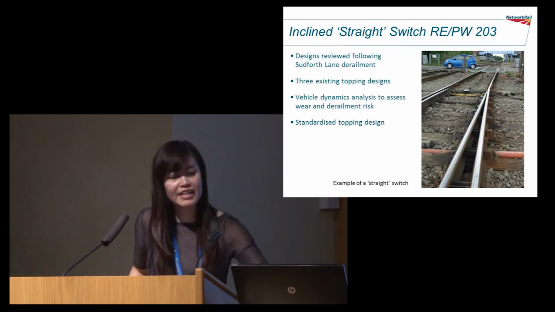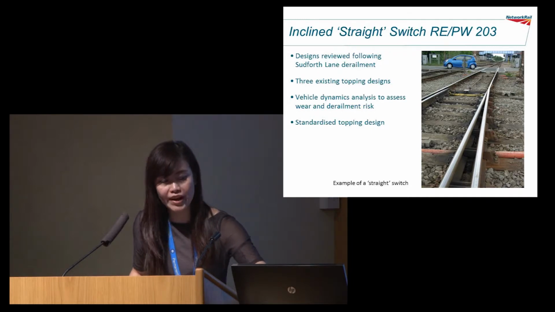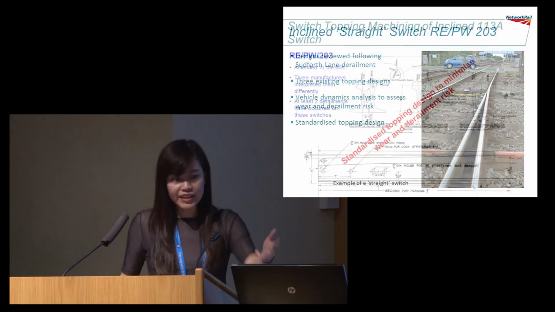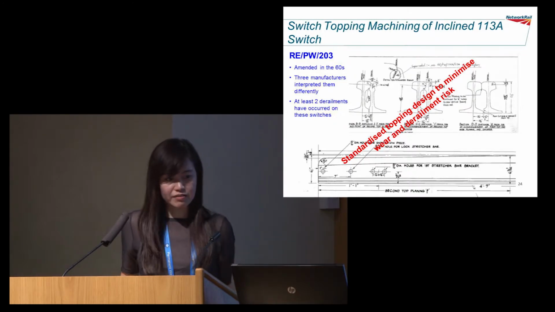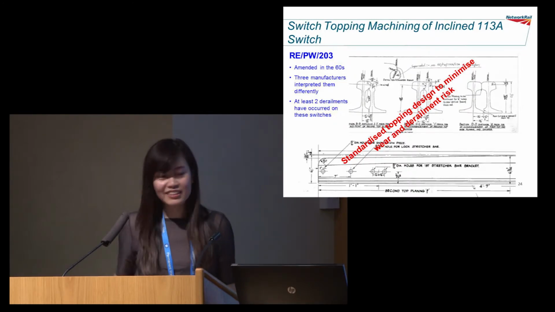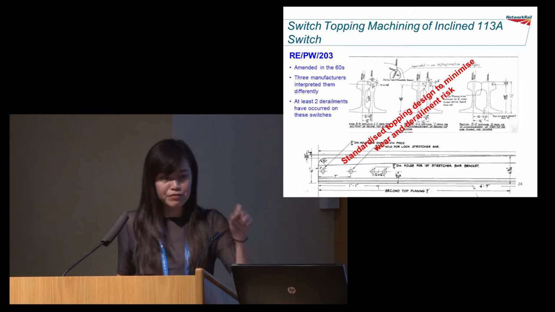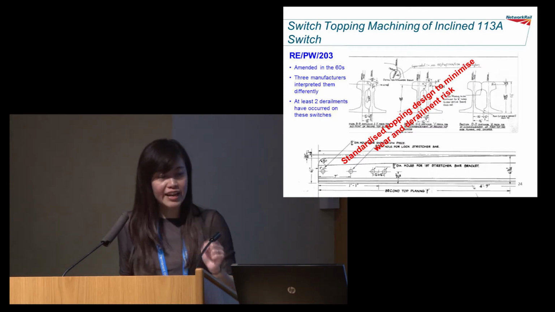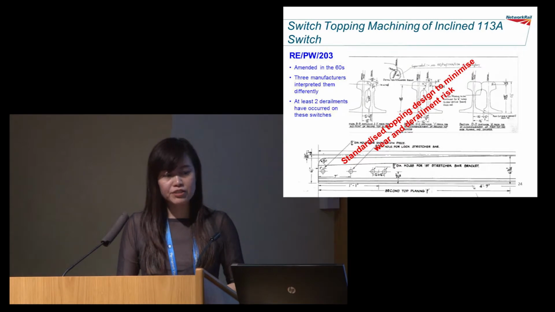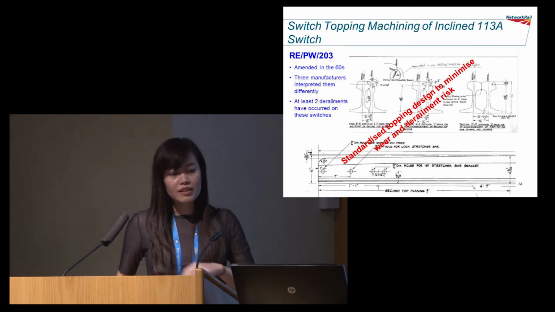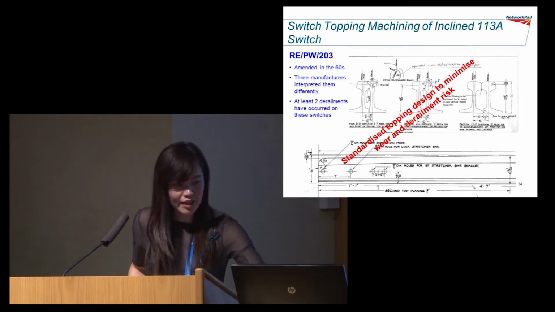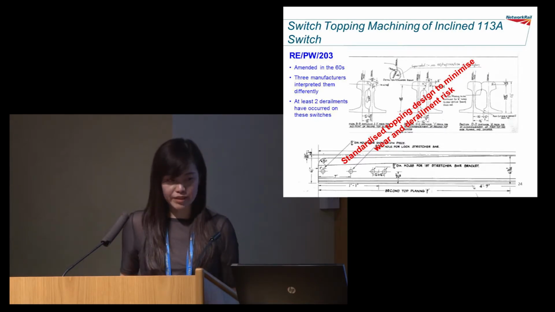So I did some VAMPIRE analysis to assess the wear and derailment risk. These are the RE PW drawings for these switches. They were done by hand, so you have notes protruding from the drawings: don't use this, use that. So there are different interpretations of these drawings by the 3 manufacturers. I did some analysis and we standardized it as the Progress Rail topping.